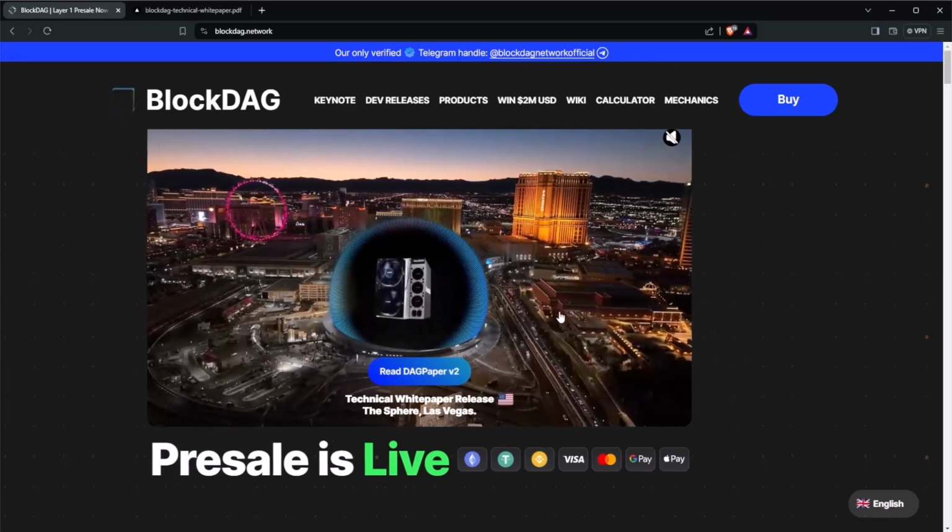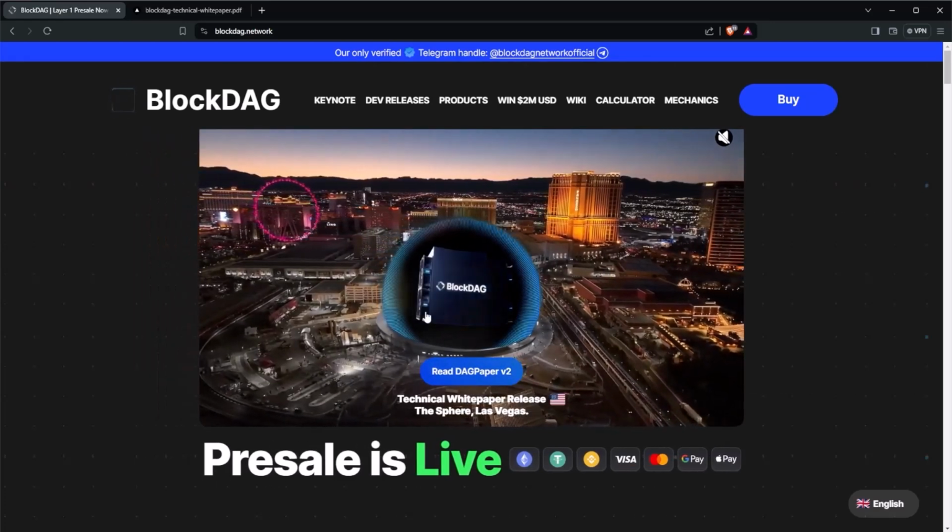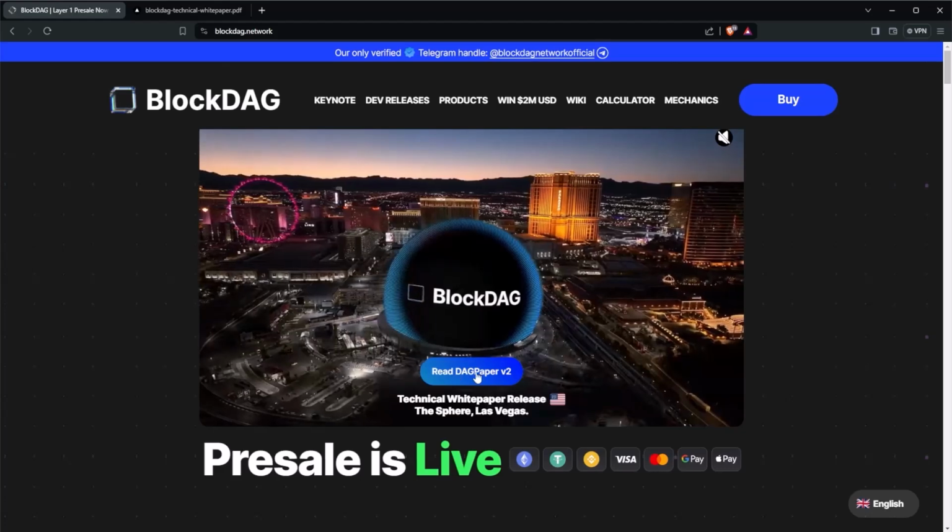Again, check out the DAG paper for yourself. It is linked on the BlockDAG website. And you can see, just simply click or read DAG paper v2.